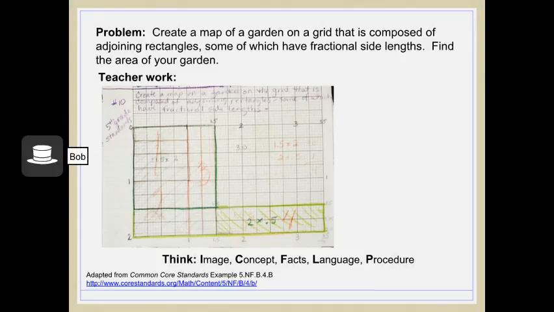So here's some teacher work on this problem. You can see they've rewritten the problem, and then they've drawn their garden on a grid, and the units that they've used are that 4 of these bold squares on the grid paper represent 1 unit. So they've got a rectangle that's 1.5 by 1.5 units.